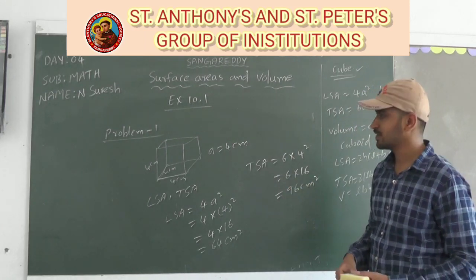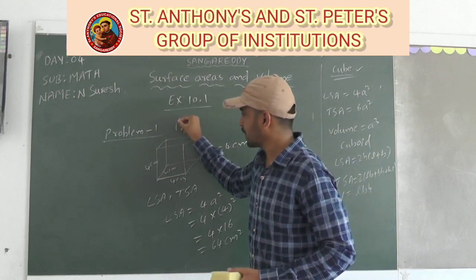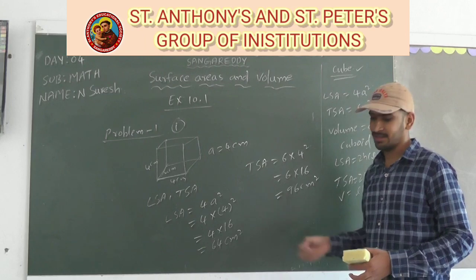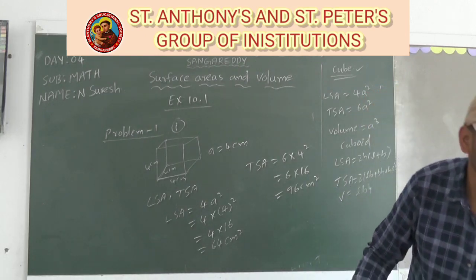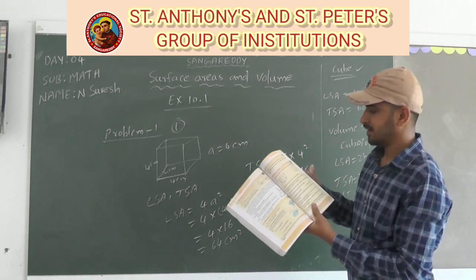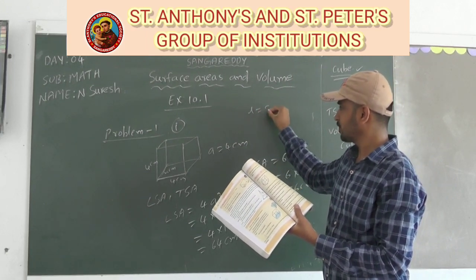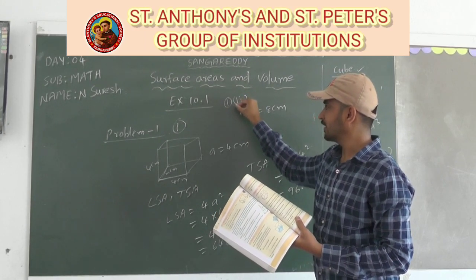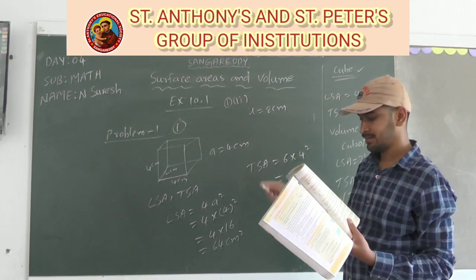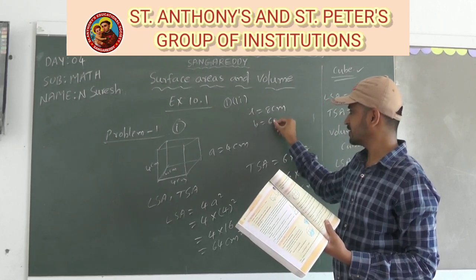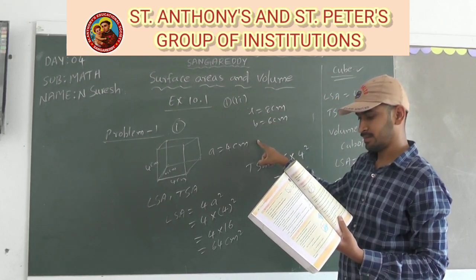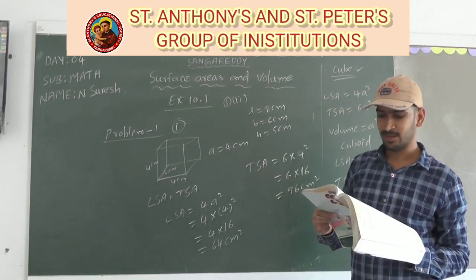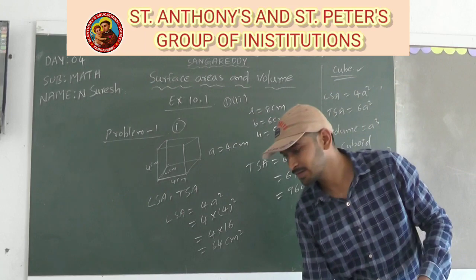The second question, the second part, is given on a cuboid. For that also you have to find LSA and TSA. That problem you have to do at home. What is given in the cuboid? In the second part, L equals 8 centimeters, B equals 6 centimeters, and H equals 5 centimeters. We have to find the total surface area and lateral surface area for this problem at home.